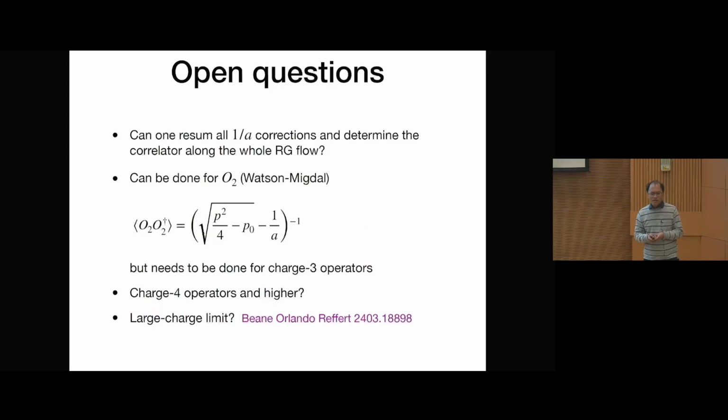An open question that we don't know how to solve is how one can resum all the corrections proportional to 1 over a, and get the 2-point function not at the end of the RG flow, but along the whole RG trajectory from the unitarity fixed point to the free fixed point. For 2-point functions of the charge 2 operator, that has been done by Watson and Migdal, but for charge 3 and higher operators, we don't know. Maybe in the large charge limit, it's possible to do this calculation.